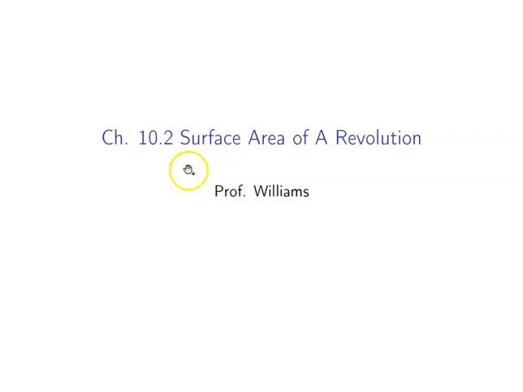Today, we're going to talk about the surface area of a revolution. This is very, very similar to what we were doing before when we were finding volumes of a revolution, except we're not finding the volume enclosed by a curve that's been spun around some sort of axis. Instead, we're going to find the surface area of the solid that's formed by spinning it around an axis. Okay.